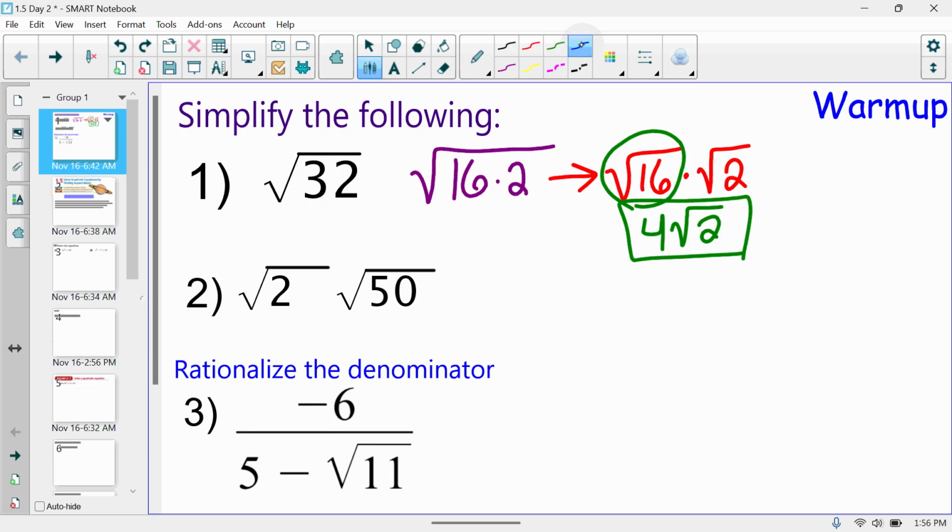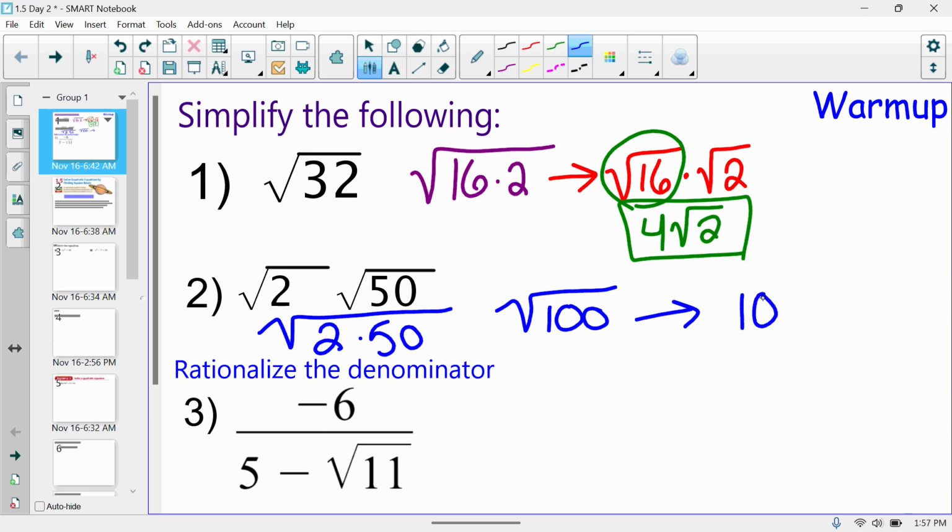Now on this one, we took one product and split it up into 2 different products, right? This next question, you're doing the opposite of that. You're going to write it as one product, 2 times 50, and 2 times 50 is 100, but then the square root of 100 is just 10. So that one comes out nice because 100 is a perfect square.